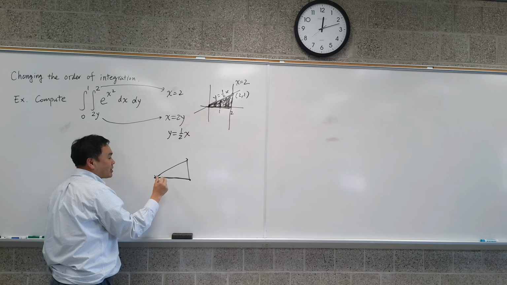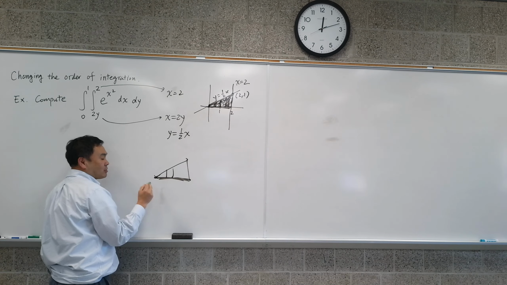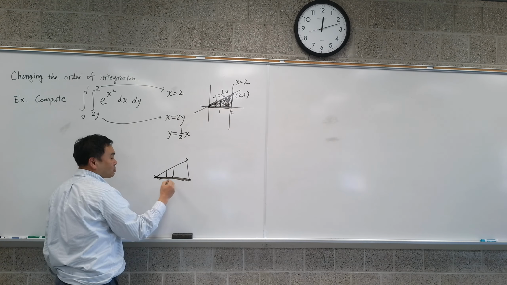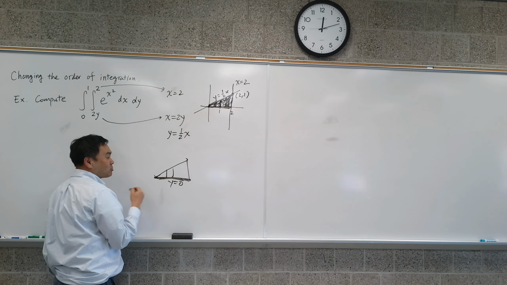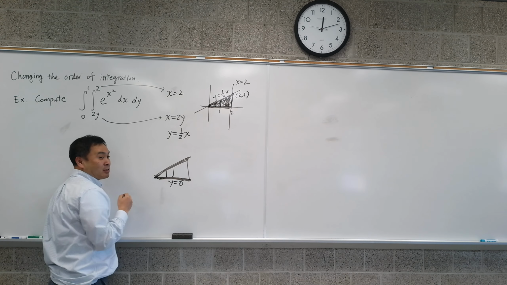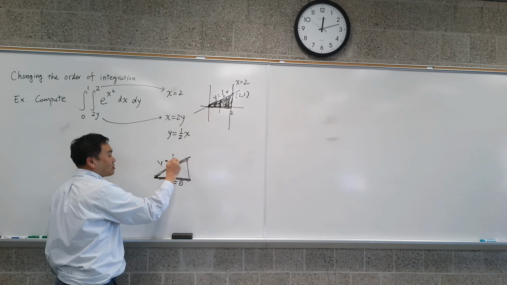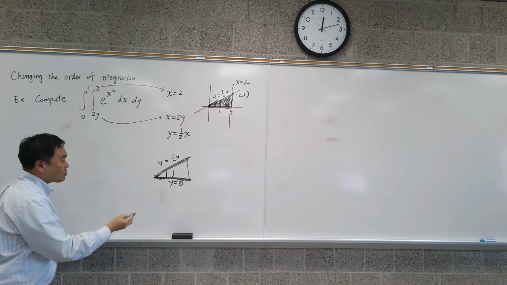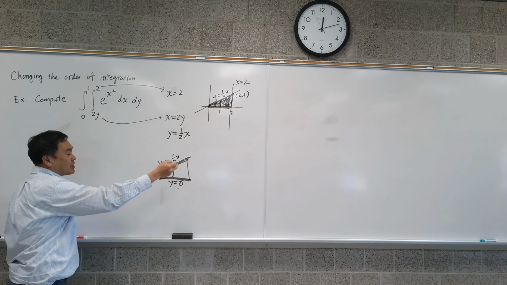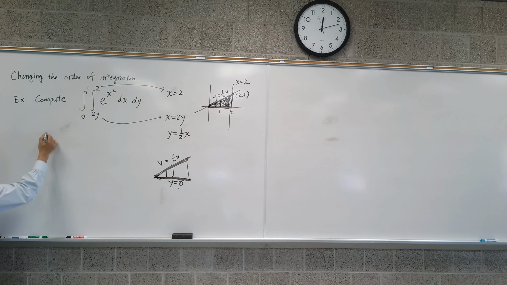So where are you beginning? Where's your beginning point? Zero. Y equals 0, right? The equation for this is y equals 0. What's the ending boundary? Y equals 1/2 x. That's what we just figured out, right? So y equals 0 is where you begin, and this is where you end. So you have to say you start at y equals 0 and you end at y equals 1/2 x.